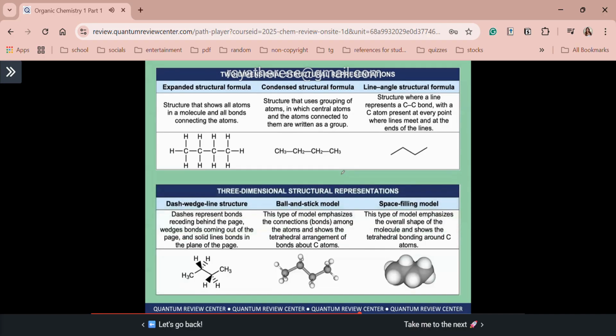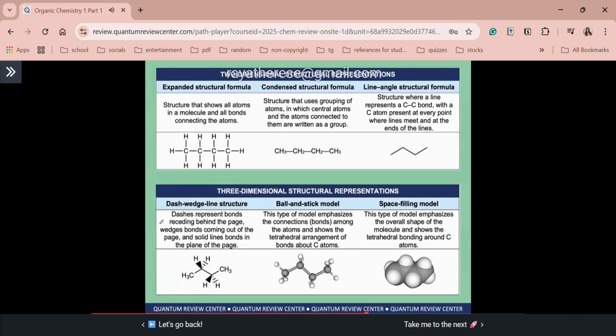See. So class, firstly, we have the dash wedge line structure. Here, the first thing to note is that we have 3 different symbols. Dashes represent bonds receding behind the page. Class, this is your dash symbol. Secondly, the wedges. This is towards us. It's coming out of the page. So this is the solid bold line or bold symbol in our structure. And lastly, the solid lines. They are bonds in the plane, similar to the plane of the page.